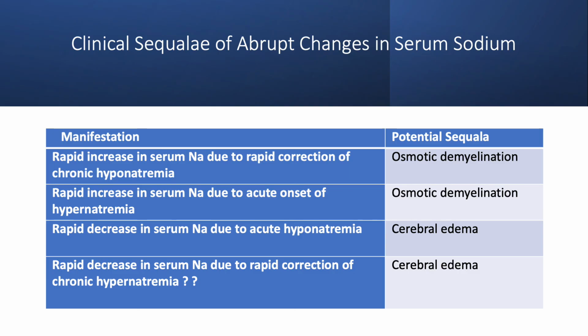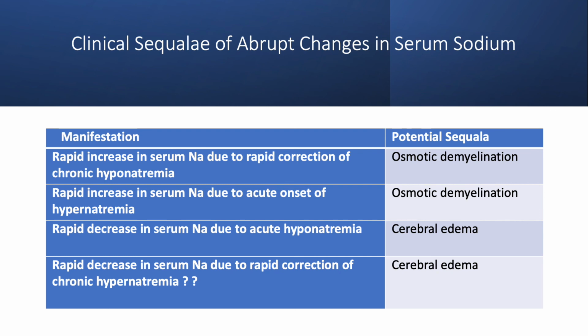So now, what are the clinical sequelae of abrupt changes in serum sodium in general? So if we have rapid increase in sodium, whether we correct hyponatremia rapidly or whether we have acute and severe hypernatremia, here we can have osmotic demyelination. I'll talk about that in a little bit.